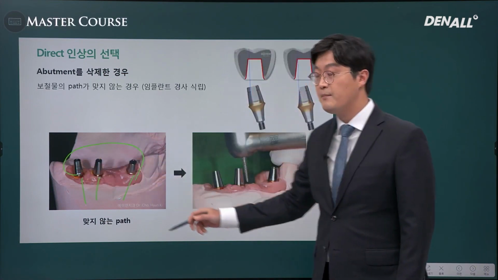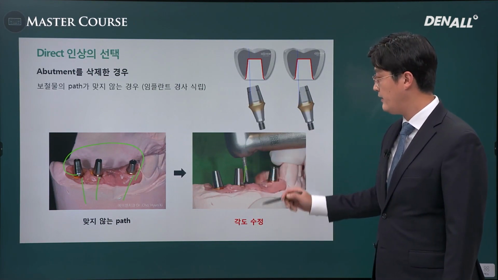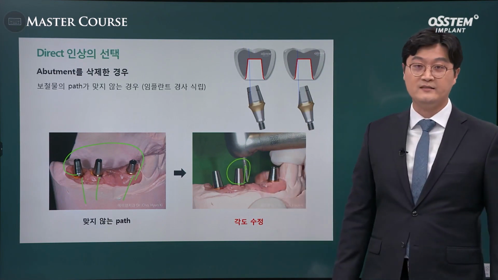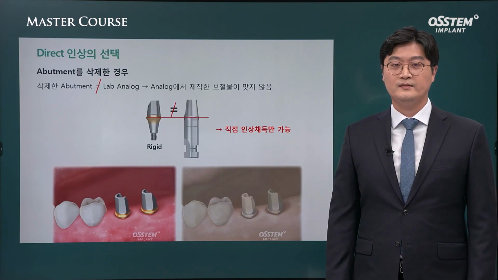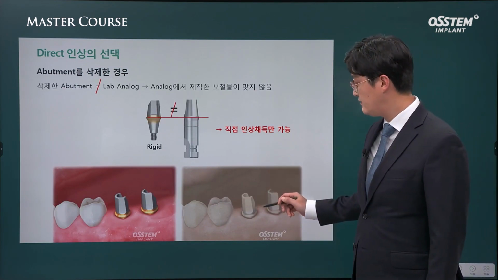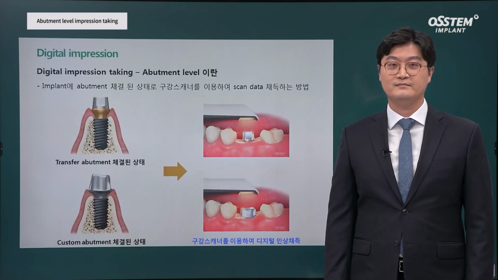If implants have different paths, to make a one-piece prosthesis the path should be aligned, so they need to be reduced in the mouth. Thus, indirect impression taking will not work. So it's angled, and if it is reduced, direct impression taking is the only option.